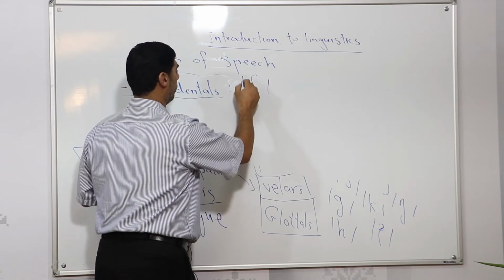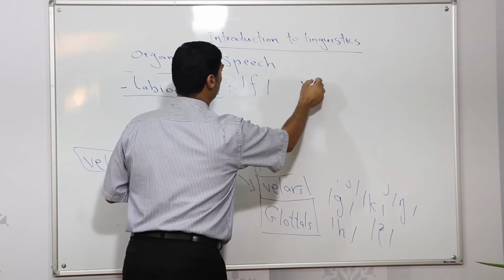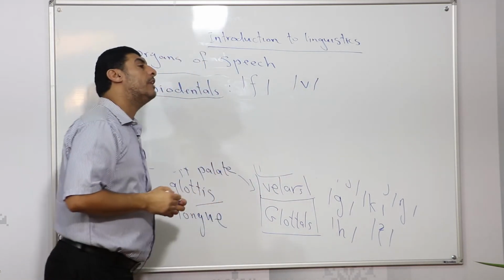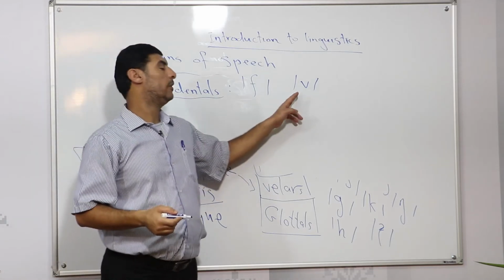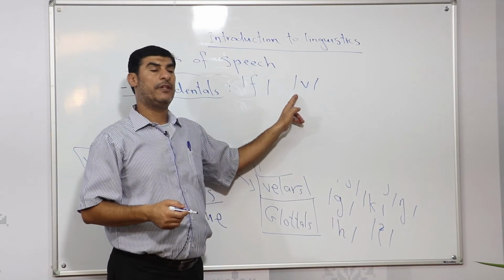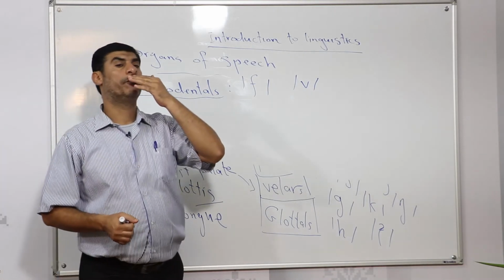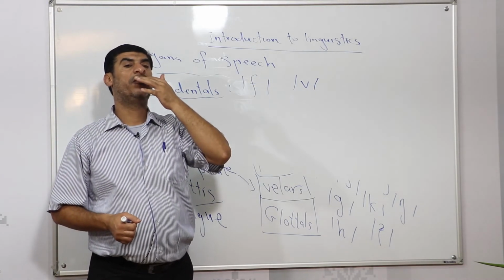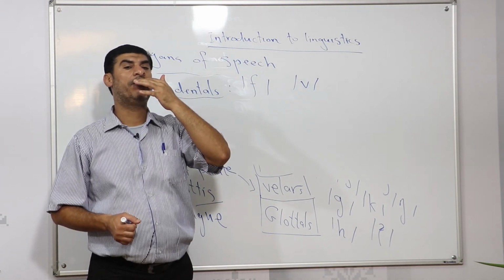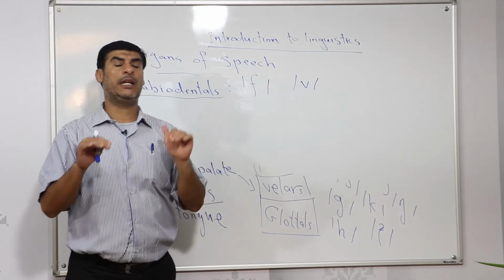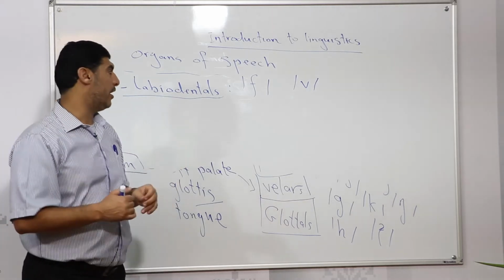Fa and va. Fat, life, verb, live, labiodental. Once again, the labiodental, say fa, va. So you will find that the lower lip touches the upper teeth.